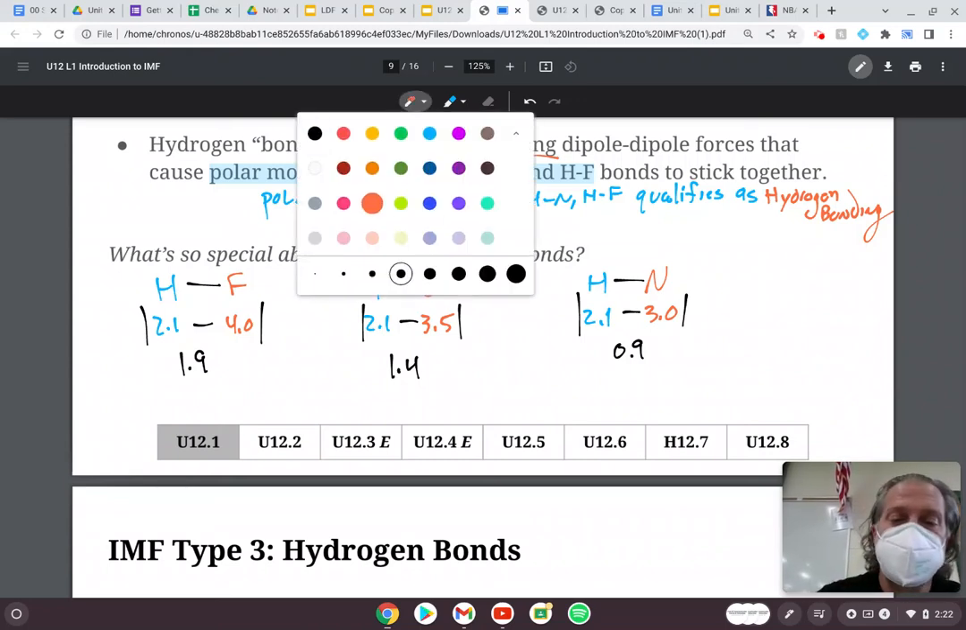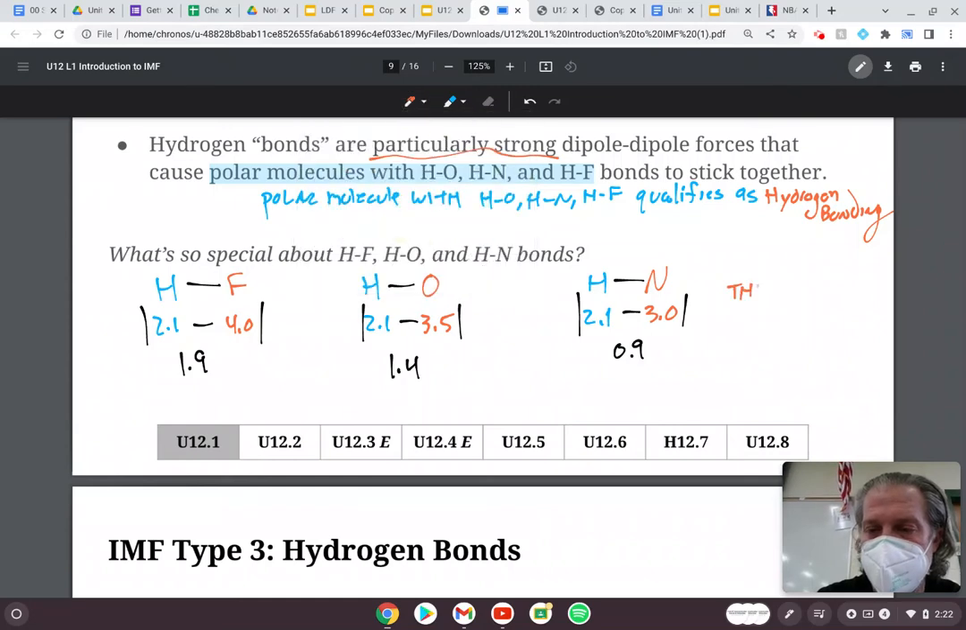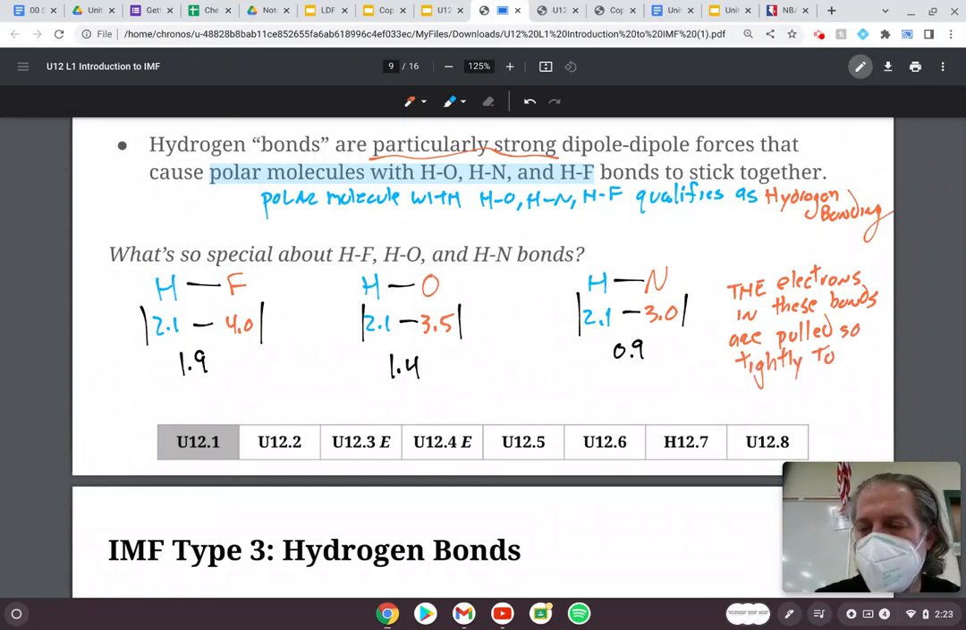So the electrons in these bonds are pulled so tightly to fluorine, oxygen, and nitrogen that the hydrogen is really positive.